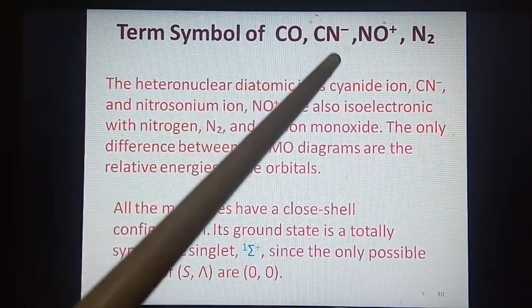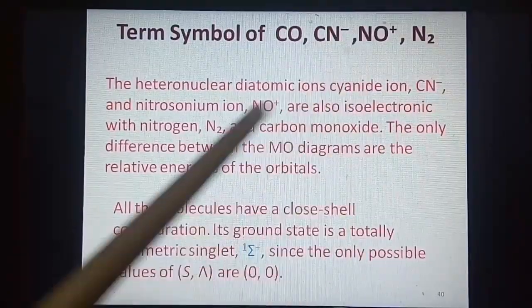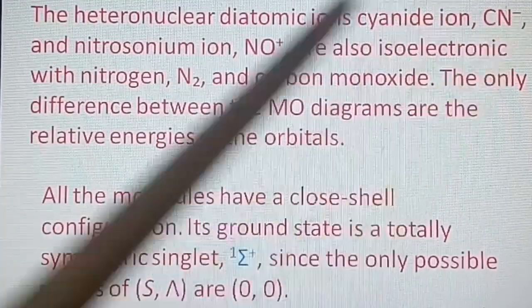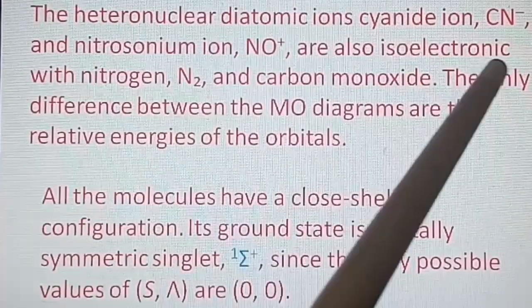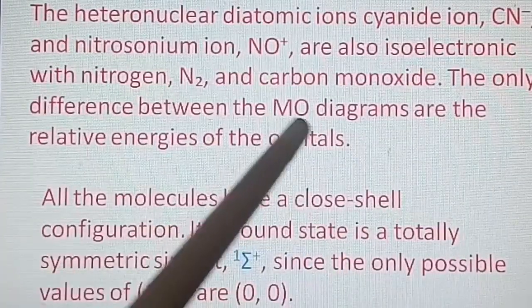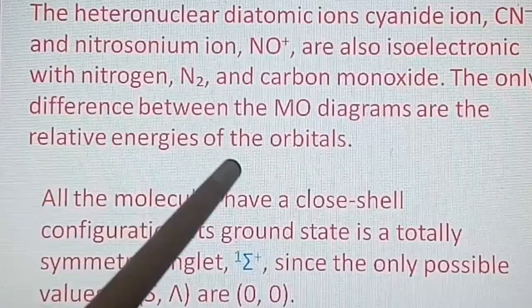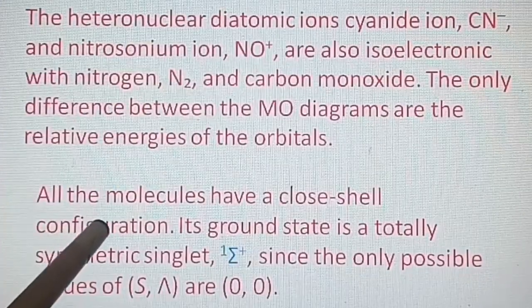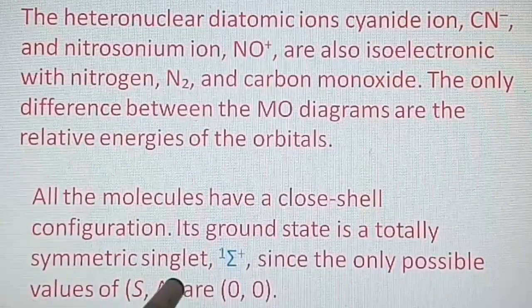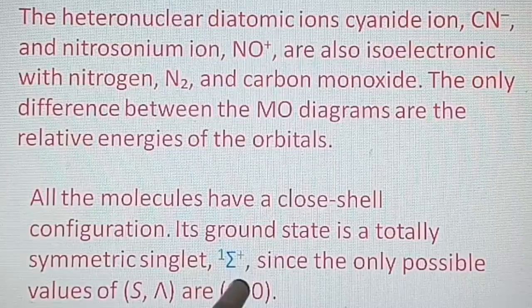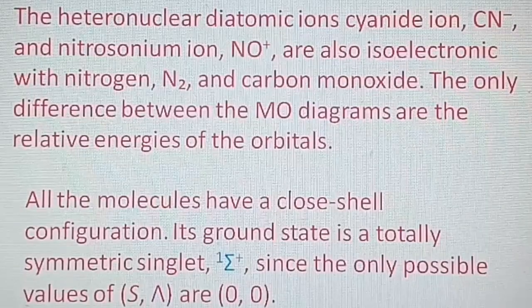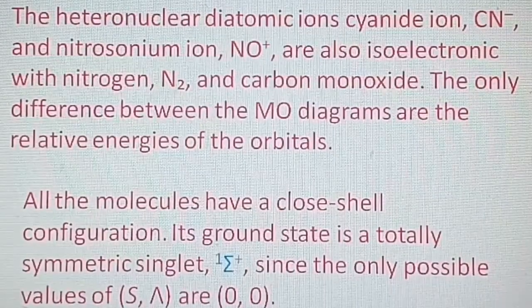Now the term symbol of CO, CN-, NO+ or N2. The heteronuclear diatomic ions, like the cyanide ion and nitrosonium ion, are also isoelectronic with nitrogen and carbon monoxide. The only difference between the MO diagrams is the relative energies of the orbitals. All the molecules have a closed shell configuration. Its ground state is totally symmetrical singlet, so the term symbol will be 1 sigma plus, since the only possible values of S and lambda are 0 and 0.